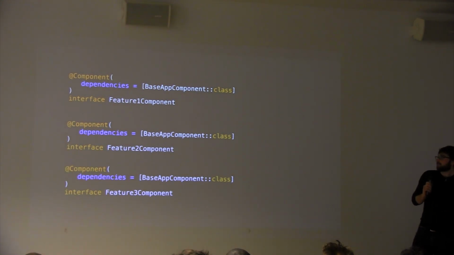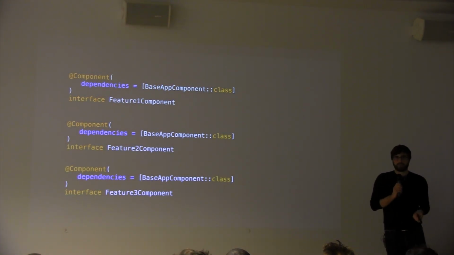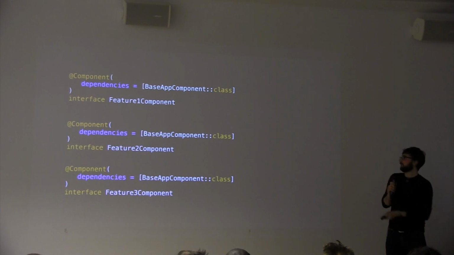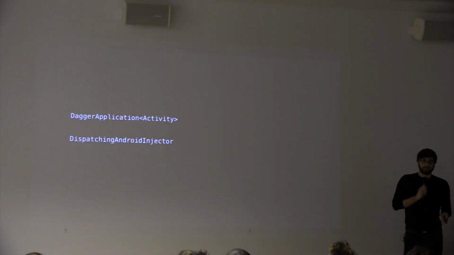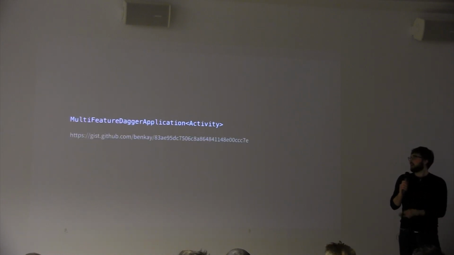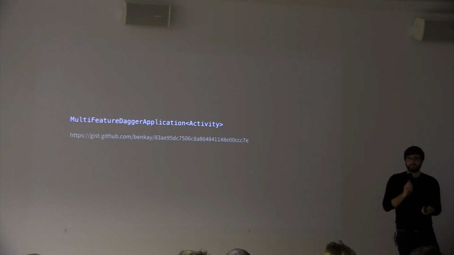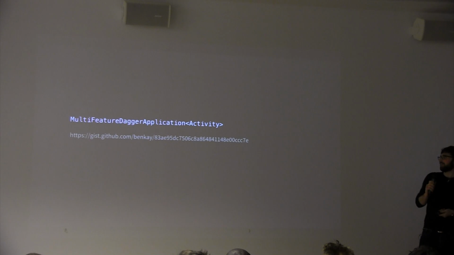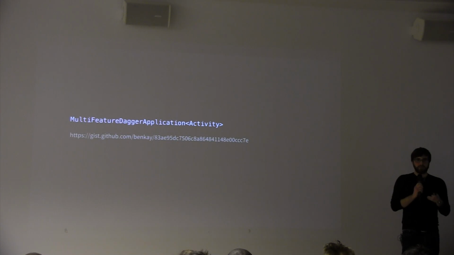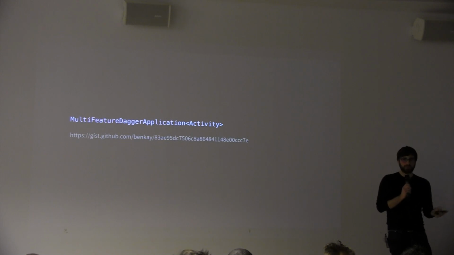Well, I said that Dagger Android is just a few helper classes, essentially, on top of normal Dagger. So I had to play around, and you can do something like this. You can make a component for each feature that has a dependency on the base app component. And then you can take the built-in classes that Dagger gives you and turn them into multi-feature versions. There's a proof of concept that works. It's not in production, so I make no guarantees. But it's just to show that even though they have built something that seems quite rigid, the classes underlying it are quite flexible, and you can customize it.